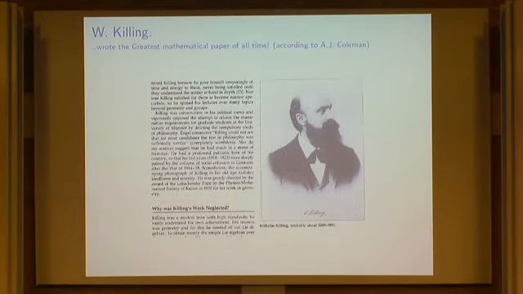Here, Mr. Wilhelm Killing. What's important about him is that he wrote the greatest mathematical paper of all time. And I have to admit that I have not yet read it. This is according to A. J. Coale, who I think was a historian of science at Princeton, I think this was written in the 50s or 60s. But this work of Killing, where he defined a Killing form that made the classification of Lie algebras possible, is indeed a turning point in the field.